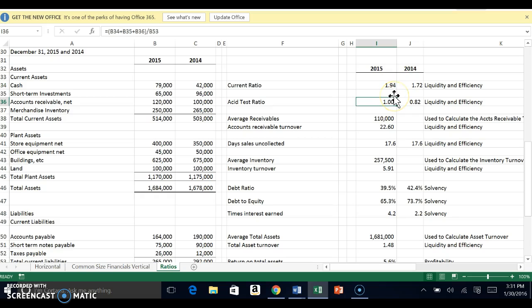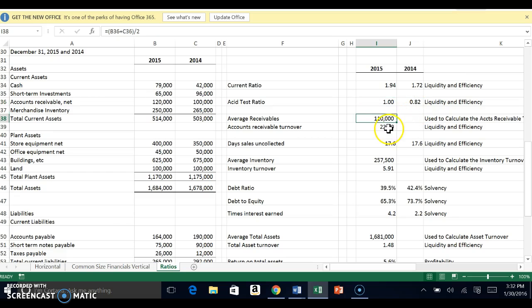And then you have your acid test ratio, which is your cash plus your short-term investments plus your accounts receivable. Those are your very liquid things. And then you divide that into your total current liabilities. So that's your acid test. These are liquidity ratios, and then you have your efficiency ratios.